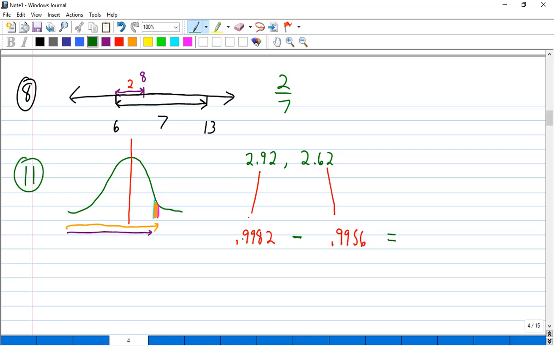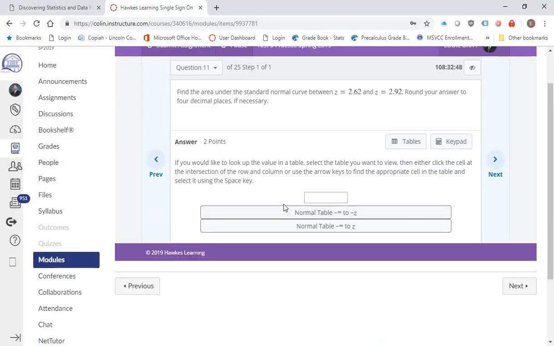So whenever I say 0.9982 minus 0.9956, I get 0.0026. So yeah, this area is definitely bigger than 0.0026 units, but it's kind of hard to illustrate whenever the z-values are so close together. 0.0026.